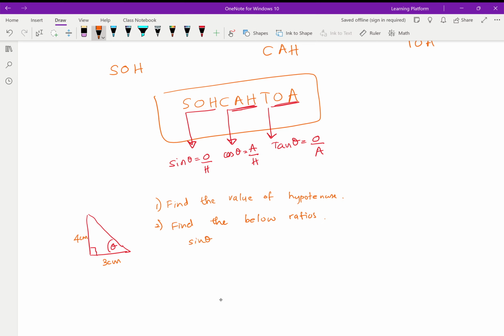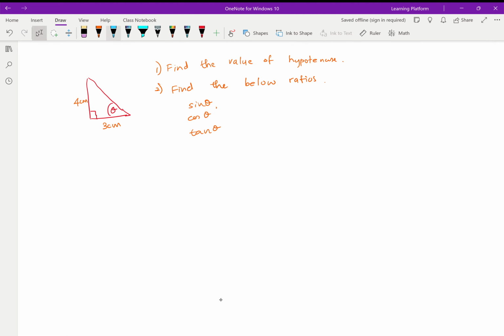Sin theta, cos theta and tan theta. Okay, we'll start with the first question. The first question asks us to find the value of the hypotenuse. You already know the Pythagoras theorem. Applying it directly, you can write AC squared equals AB squared plus BC squared.